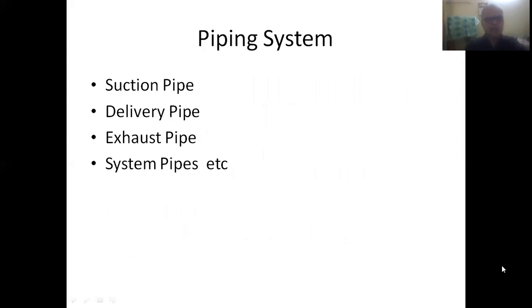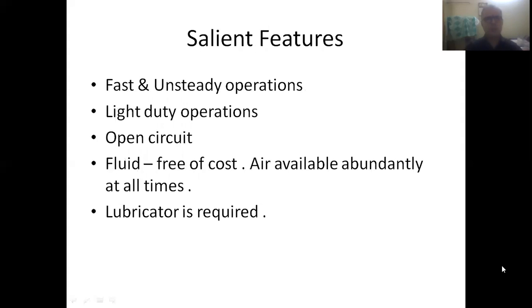So friends, we can see the arrangement of pipelines, which are very, very essential for conveying fluids from one place to another place. Suction pipelines, delivery pipelines, exhaust pipelines, and system pipelines. And we have seen the arrangement of all these pipelines in the pneumatic circuit.